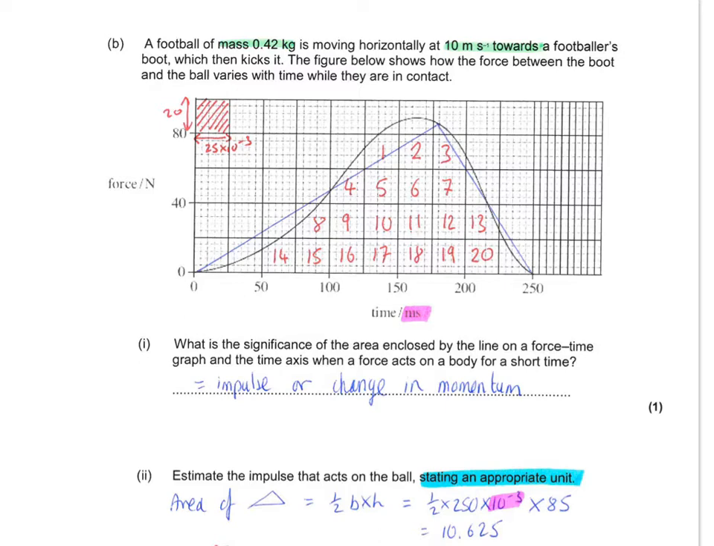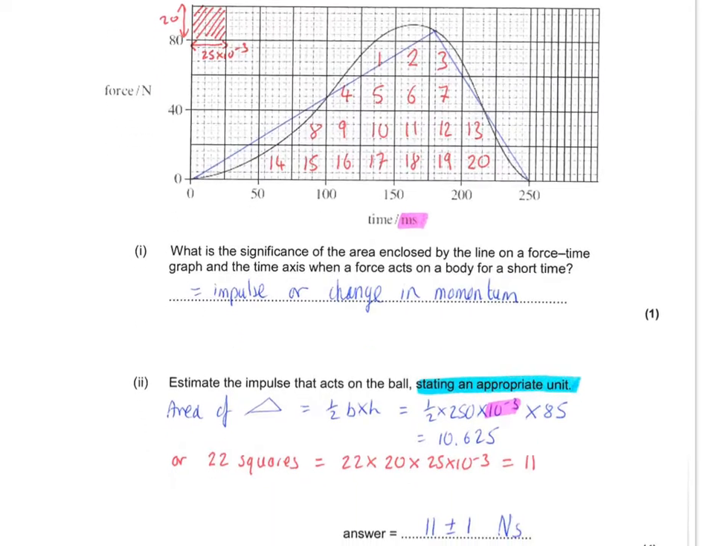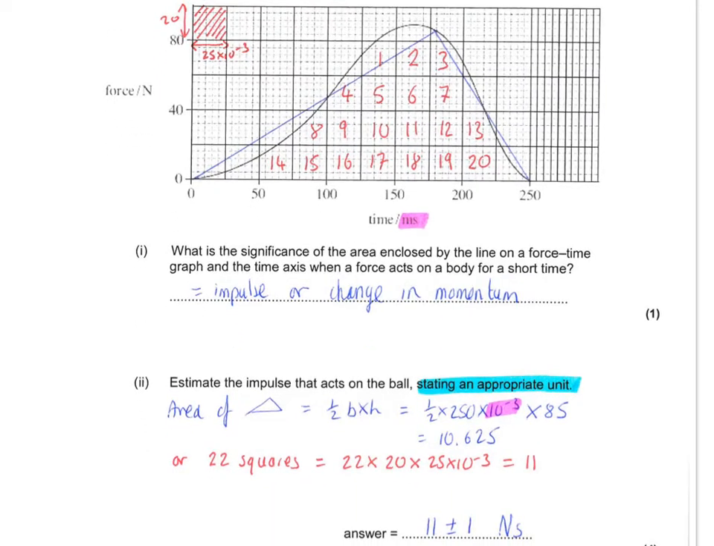Next, you are asked to estimate the impulse that acts on the ball, and to state an appropriate unit. So what you need to do to find the impulse is estimate the area under the graph. This can be done in a variety of ways. You could approximate the area under the curve to the area of a triangle. And you can see how in drawing the triangle I've tried to compensate for where the triangle is an overestimate of the area bound by the curve and where it is an underestimate. So approximately these two areas are equal and these two areas are equal.